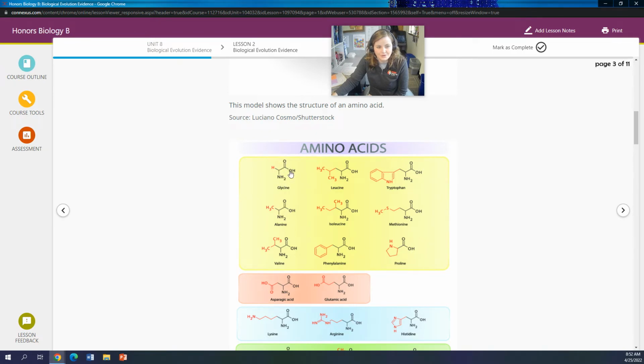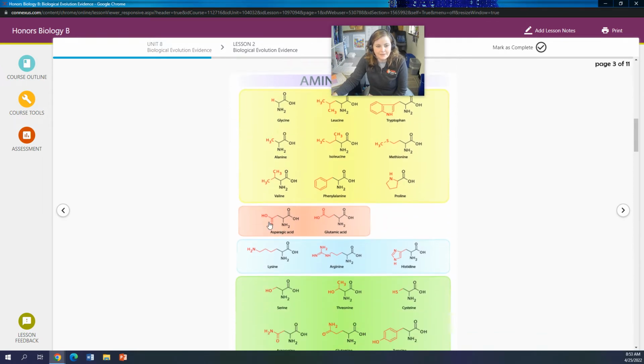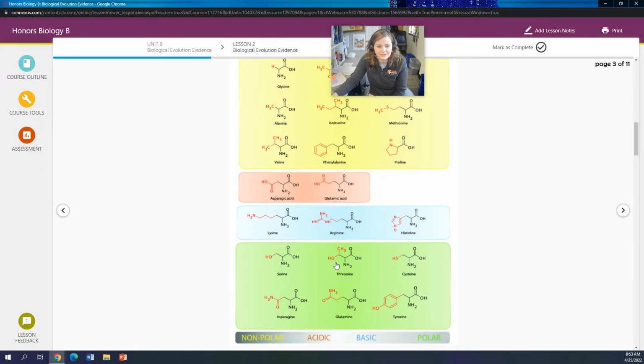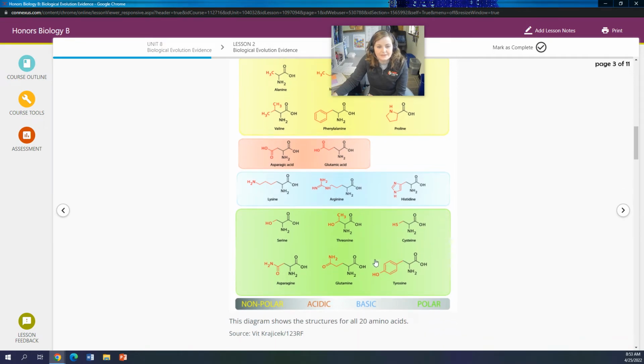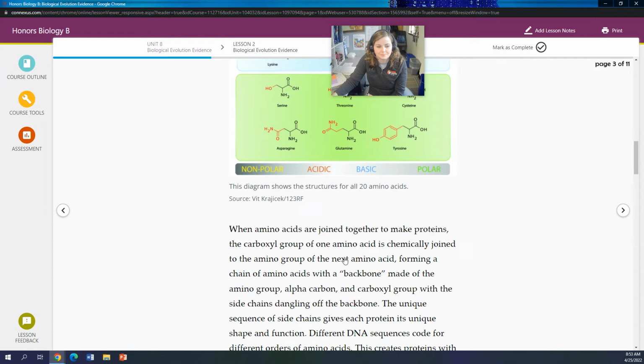NH2, COOH here, that's the same for everything, right? But what's in red varies. It makes glycine different from leucine, different from tryptophan, different from alanine, different from isoleucine, different from methionine, different from valine and phenylalanine and proline, and aspartic acid, glutamic acid, lysine, arginine, histidine, serine, threonine, cysteine, asparagine, glutamine, tyrosine. So we can see all the differences, although we also have similarities in them as well.